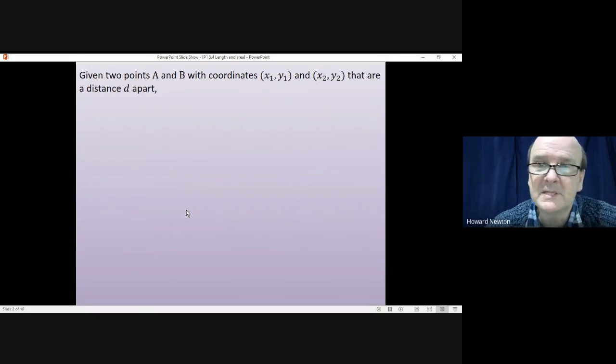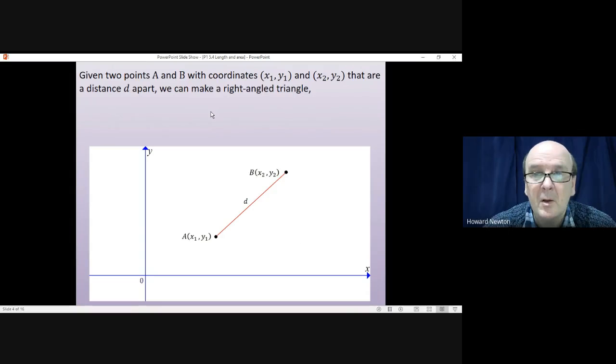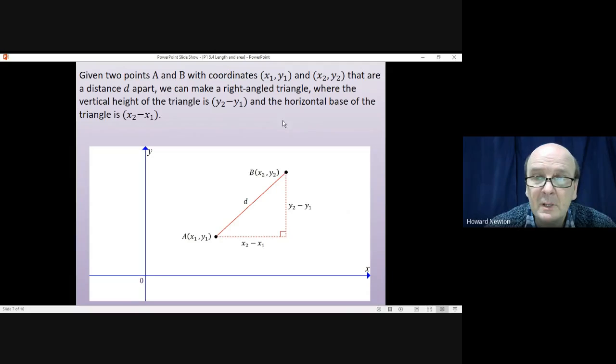Given any 2 points, A and B, with any coordinates x1, y1 and x2, y2, that are a distance d apart, you'll have something like this. Those are just the general coordinates for A and B. We can make a right-angled triangle, like so. The vertical height of the triangle will be the difference between the two y values, y2 minus y1. And the horizontal distance along the bottom will be the difference between the two x values, x2 minus x1.